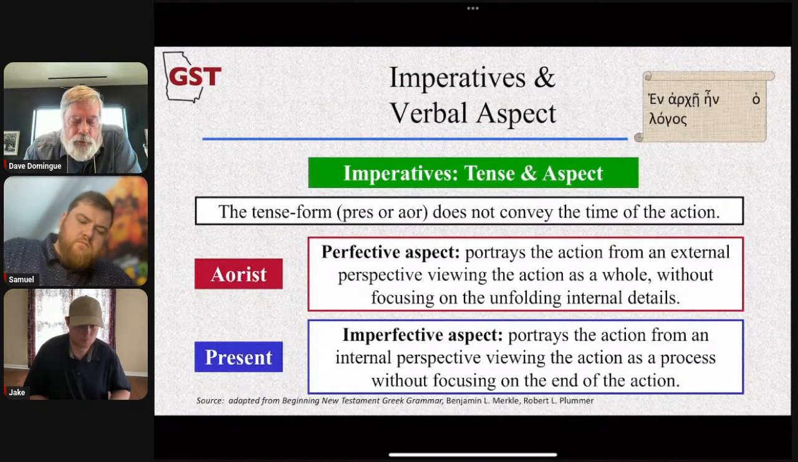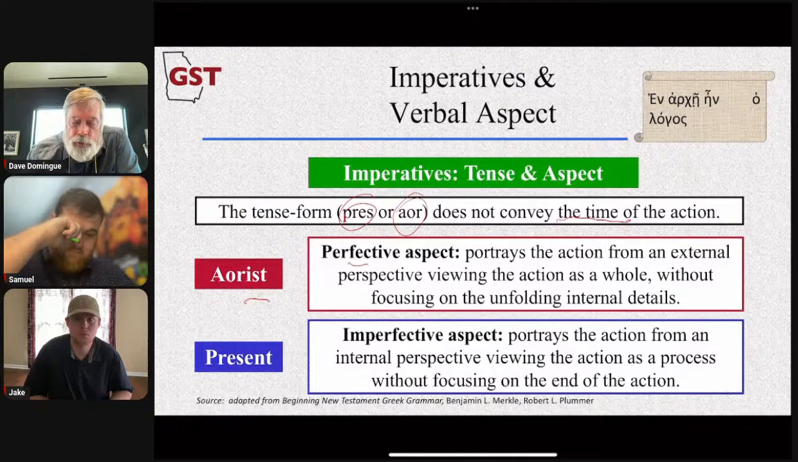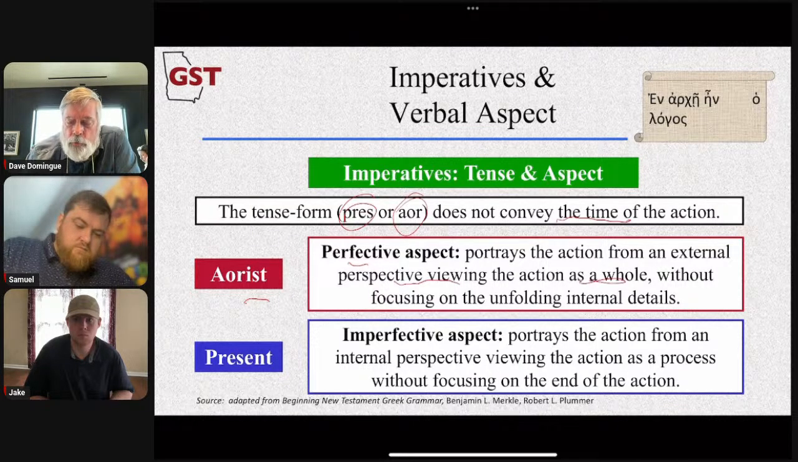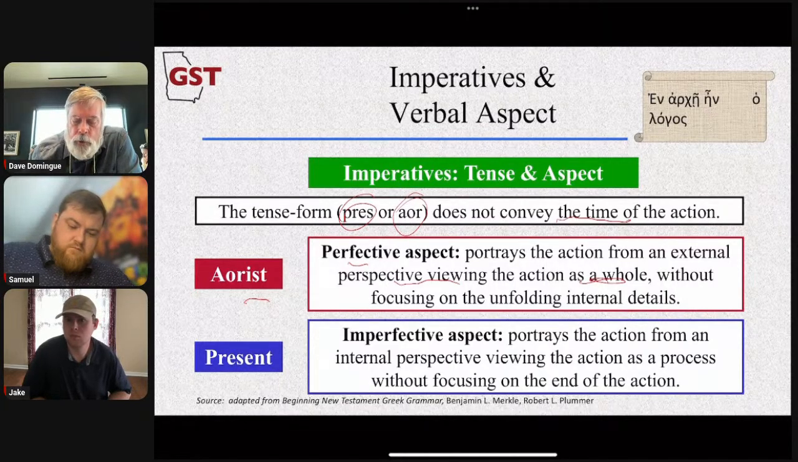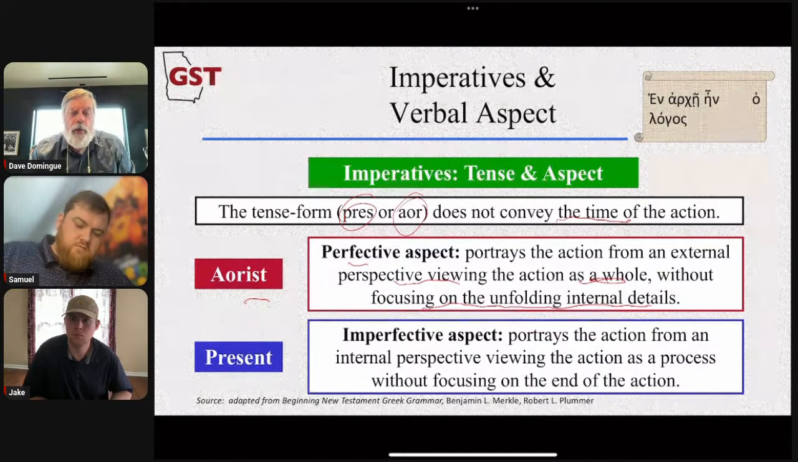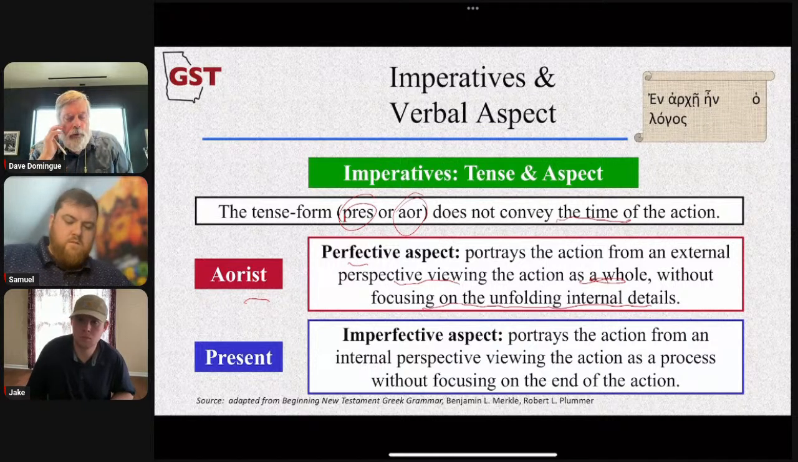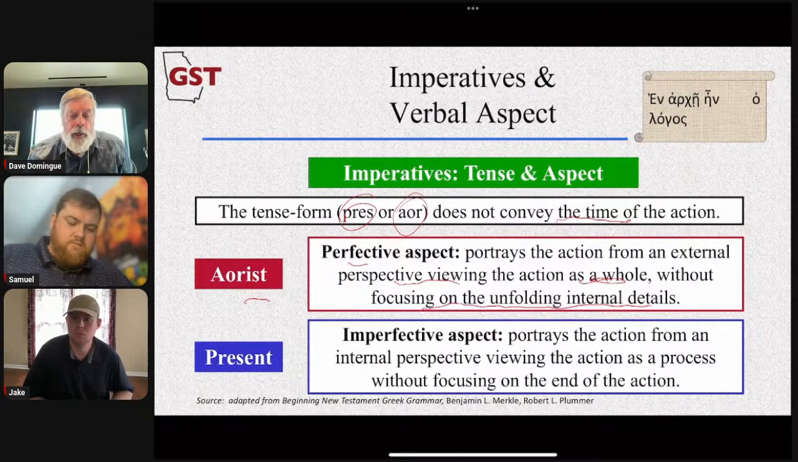Okay, tense form, whether it be present or aorist, does not convey time of the action. We've already highlighted that. And perfective is the aorist, portrays the action from an external perspective, viewing the action as a whole. Right? We talked about the aorist tense stem in the same way back when, without focusing on the unfolding internal details. You just see the big picture. You see the event as it occurs. You don't know anything about its process or its ongoing events. It's just an undefined action.